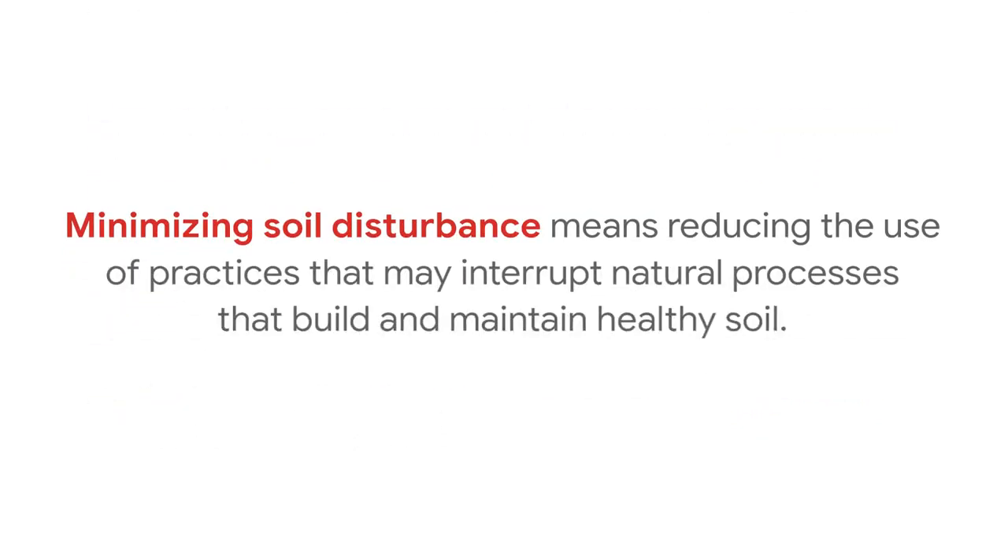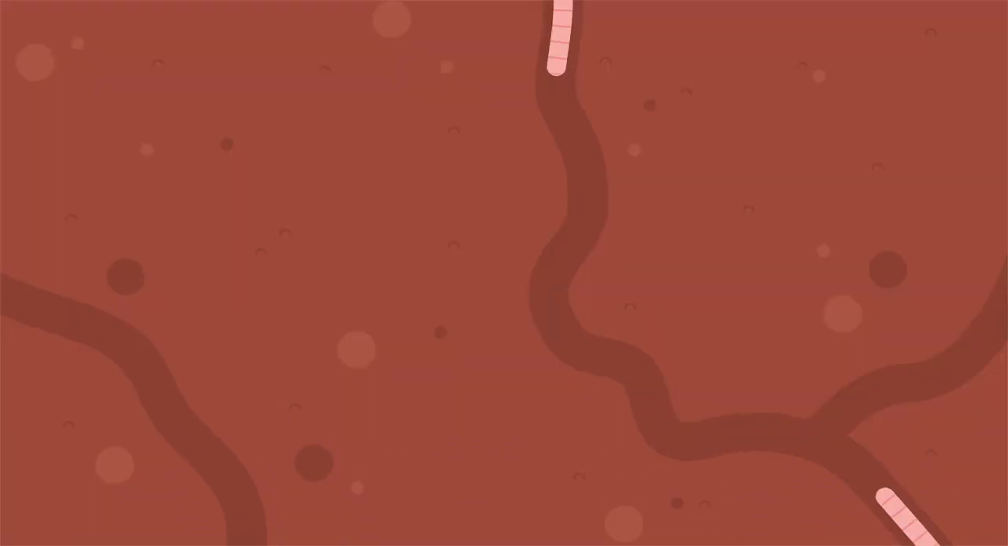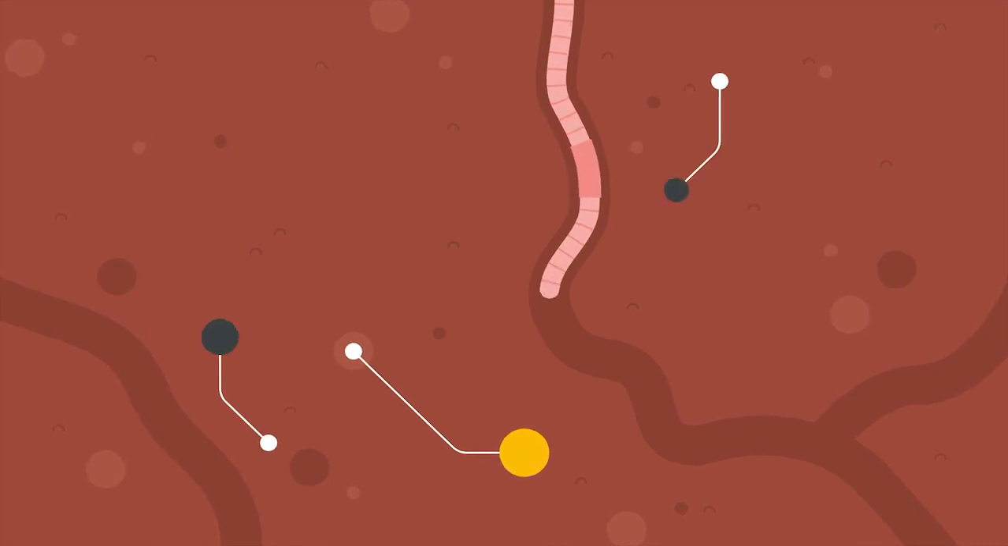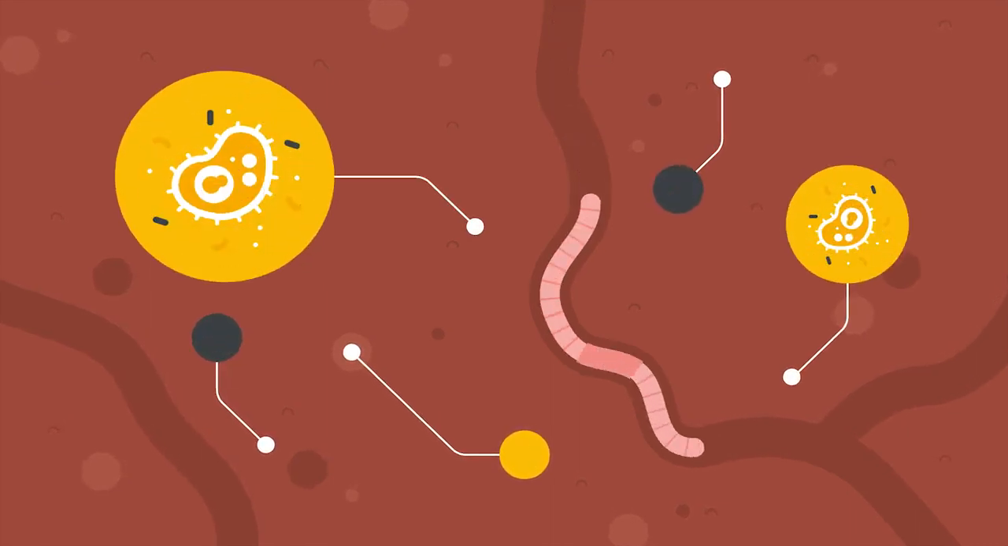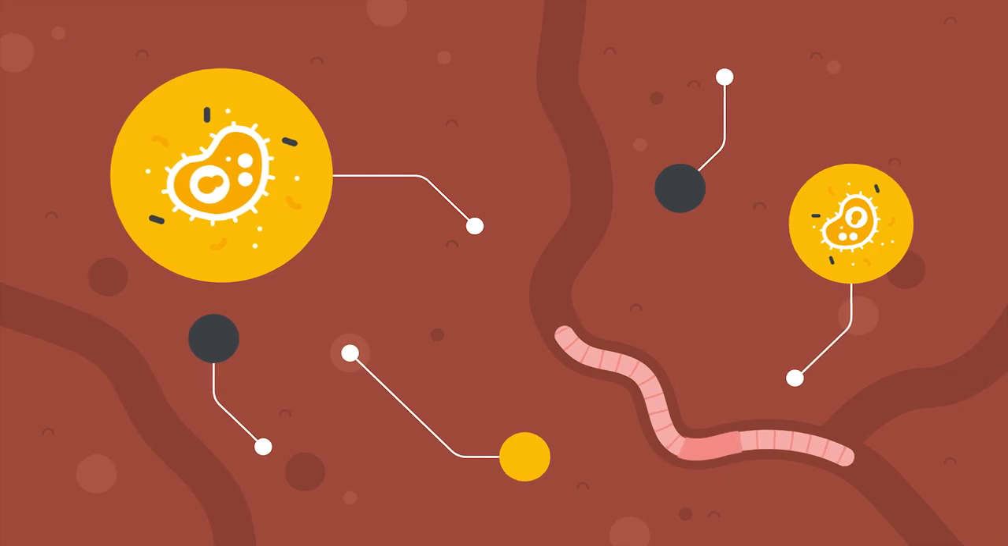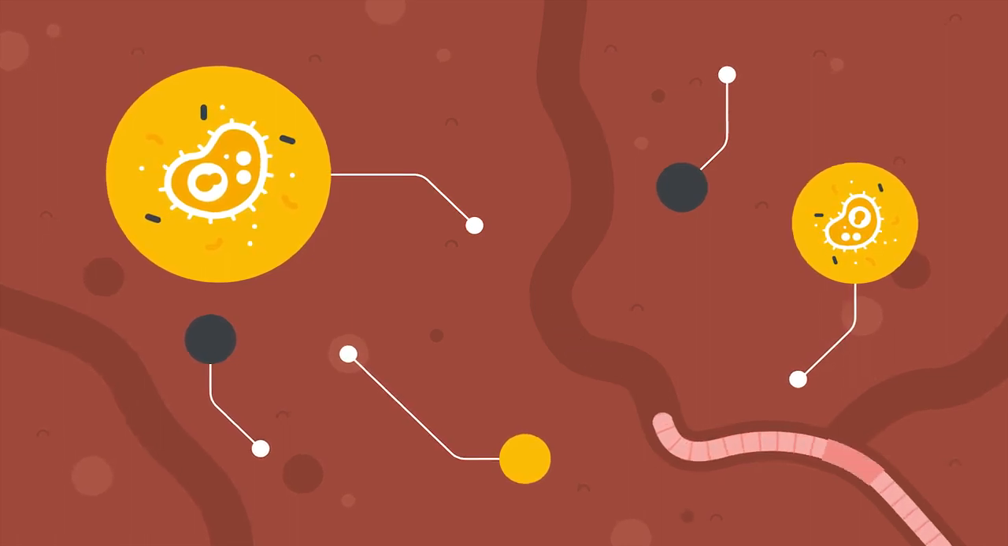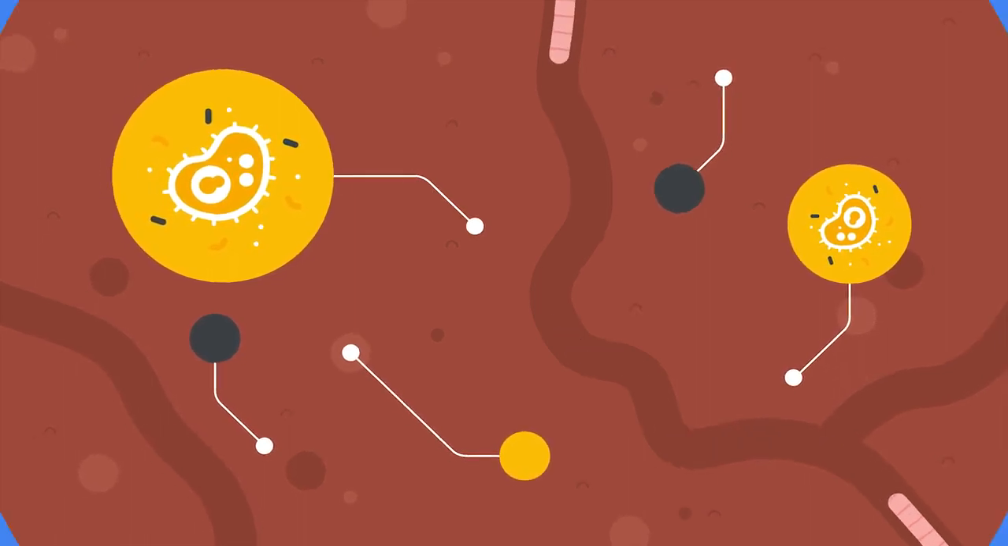The next principle is minimizing soil disturbance. Minimizing soil disturbance means reducing the use of practices that may interrupt natural processes that build and maintain healthy soil. This includes decreasing tilling and avoiding overgrazing. Reducing practices that disturb the soil can help minimize the compaction of soil, keep soil habitat intact for beneficial bacteria, fungi, and insects, and maintain spaces within the soil for proper water infiltration.